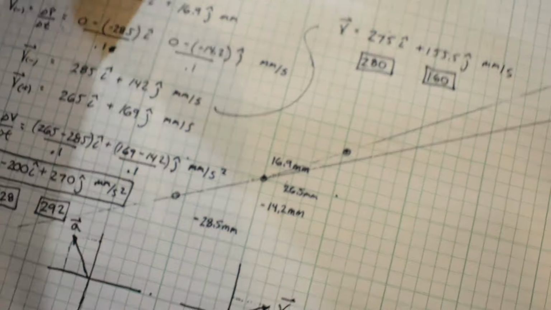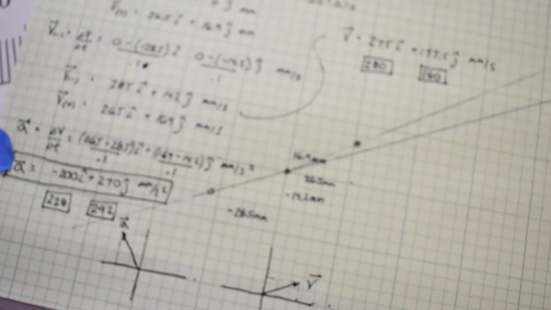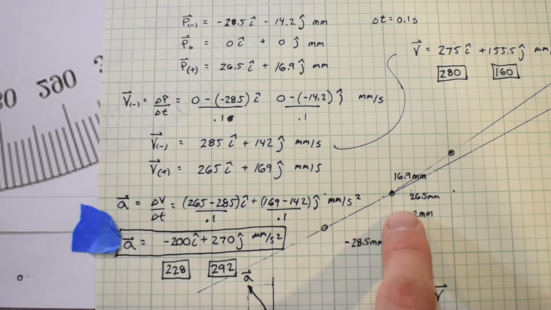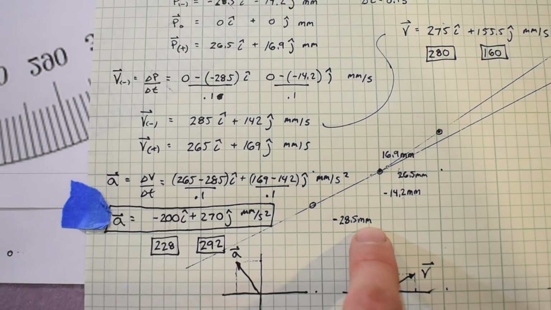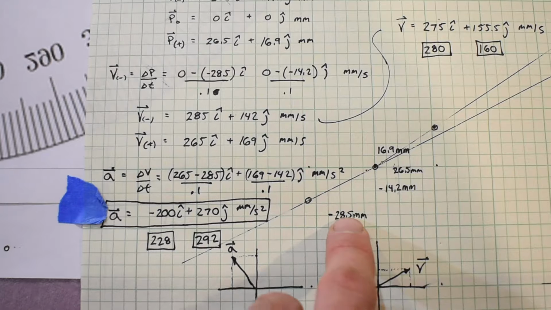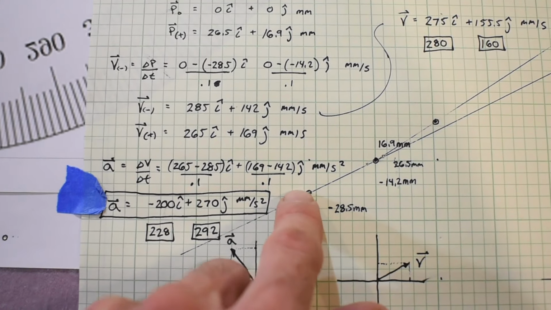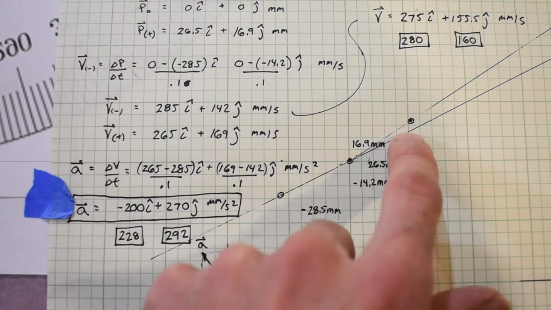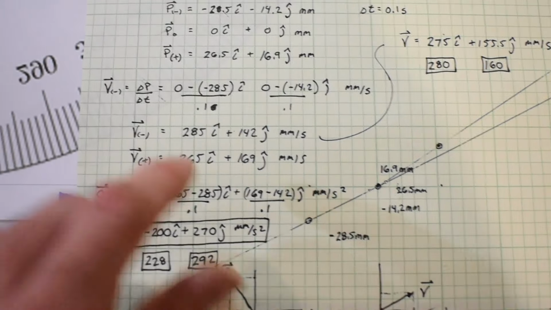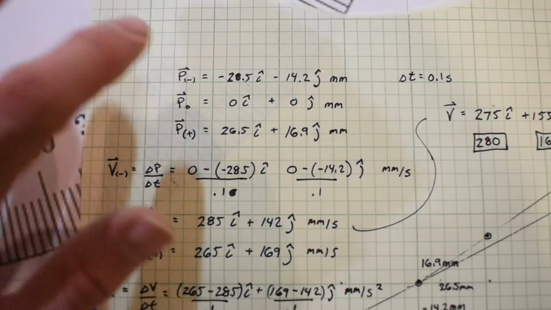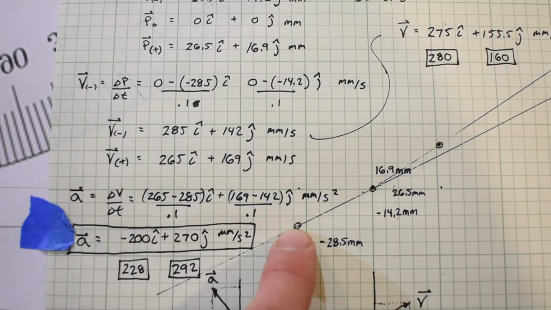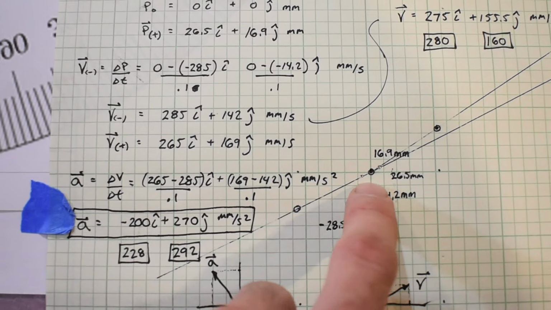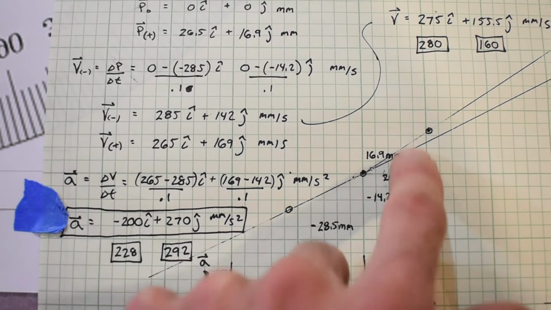I'm just going to show you the totally straightforward way to get velocity, and we're going to go over this and call it a video. So we have three points. I measured these out. This one was negative 28.5, and it was down 14.2. This one was over 26.5, up 16.9. So now we have three different points. We have this point, negative, negative, this point, 0, 0, and this point, positive, positive.